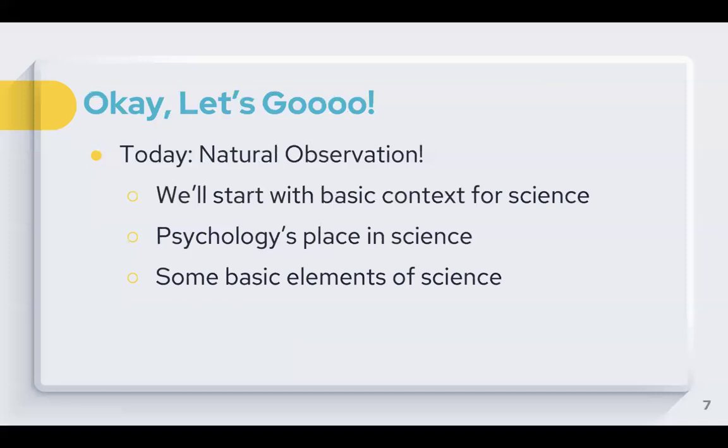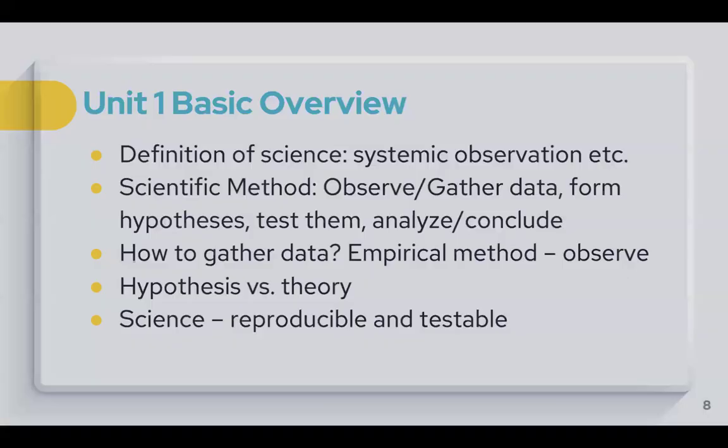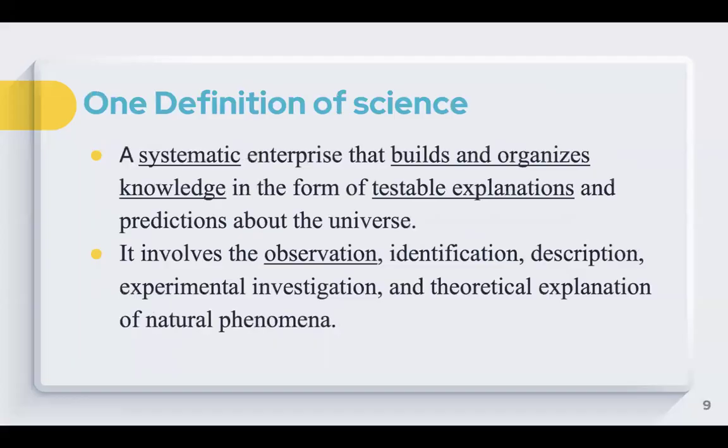Okay, so let's go. Today we're going to talk about natural observation. We're going to start with basic context for what science is and how psychology relates to that. So in terms of overview, we'll look at a definition of science, we'll look at the scientific method, we'll talk a little bit about how to gather data using empiricism, we'll talk a little bit about hypotheses versus theories, and how science is and should be reproducible. So here's one definition of science. It's not the definition, but it's one that does a pretty good job.